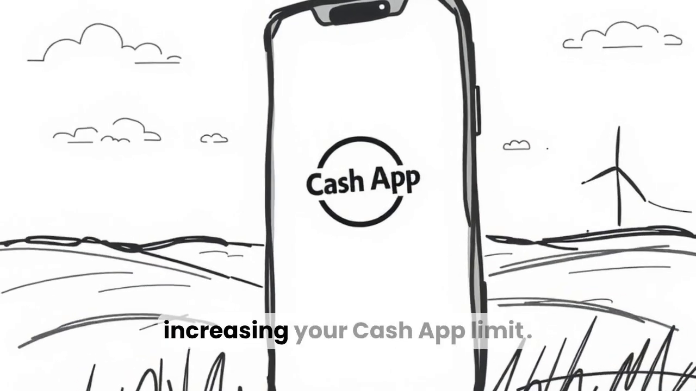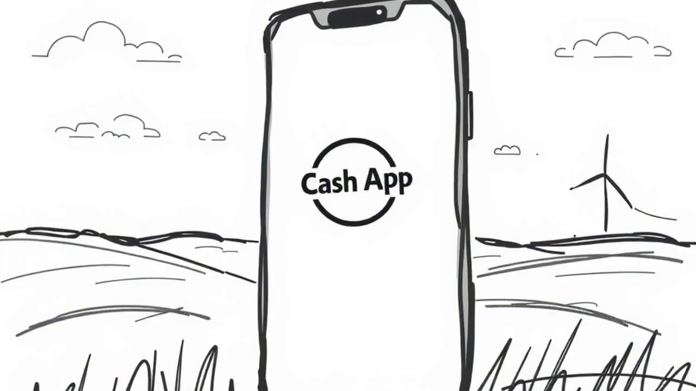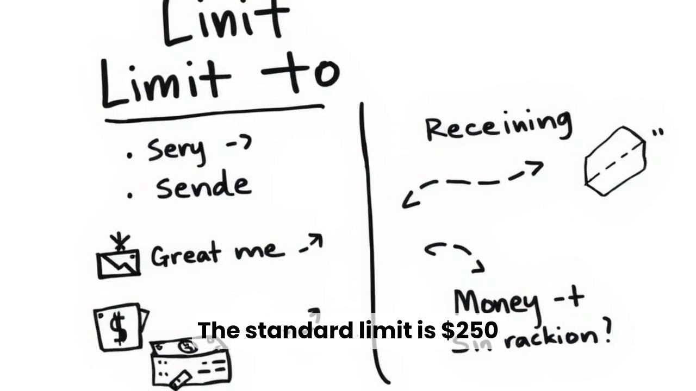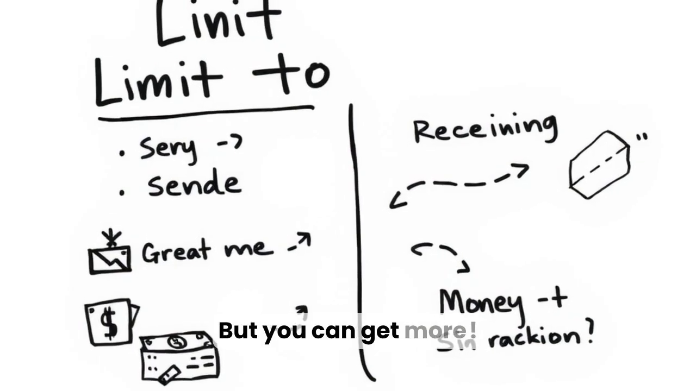Welcome to our guide on increasing your Cash App limit. Let's dive into what limits mean for you. The standard limit is $250 for sending and $1,000 for receiving. But you can get more.